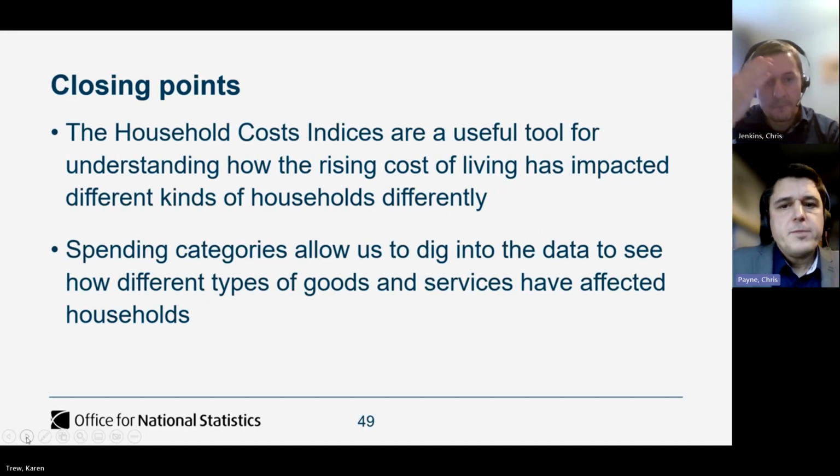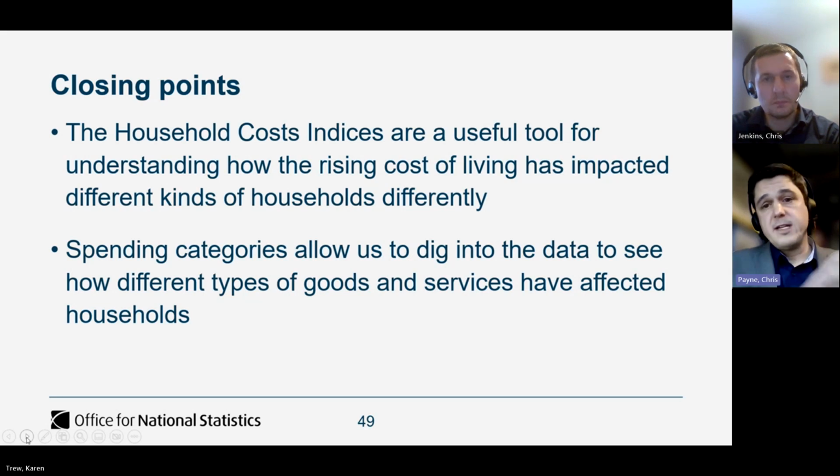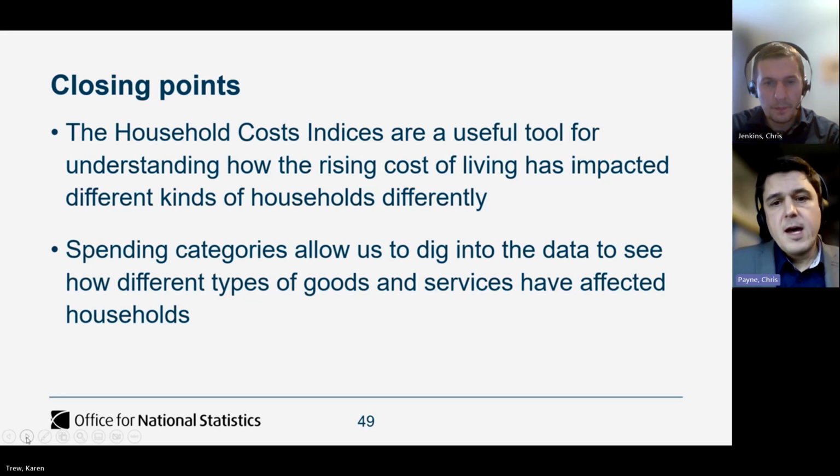Thank you. So just to summarise, that was a very quick snapshot of some of the findings from the latest household costs indices, but hopefully that helps to demonstrate that they're a useful tool for trying to understand how the rising cost of living is impacting different kinds of households in a different way. And hopefully we've shown as well how you can use the different spending categories to try and dig into the data to see how the different things that we've seen happening in the real world are affecting the inflation rates for different kinds of households. So that was all from me. Thank you.